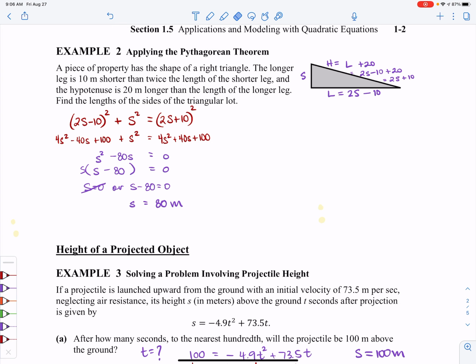So let's use that S value of 80, and we'll plug that in for the long leg to get 2 times 80 minus 10, which is going to simplify to 150 meters. And then my hypotenuse, remember, is 2S plus 10, so plug in your S, and you have a hypotenuse of 170 meters. So the 3 sides then are 80 meters, 150 meters, and 170 meters.